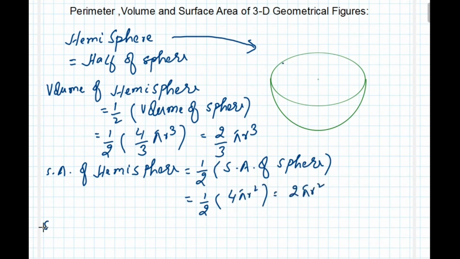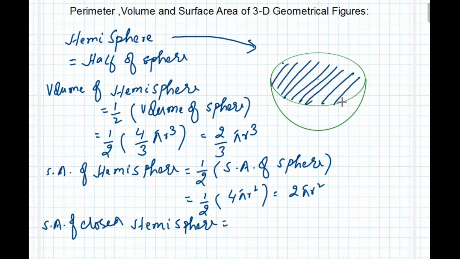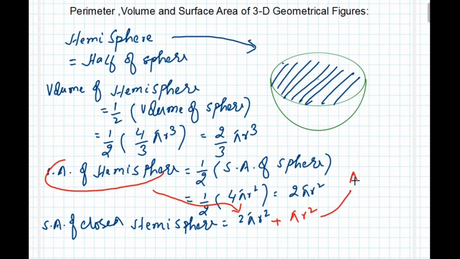Surface area of a closed hemisphere. Surface area of a closed hemisphere means it is closed from the top, that is, the area of the top circle is included. Therefore, it is equal to 2 pi r square, the area of the hemisphere, plus the area of the top circle, that is pi r square. So it is equal to 3 pi r square.